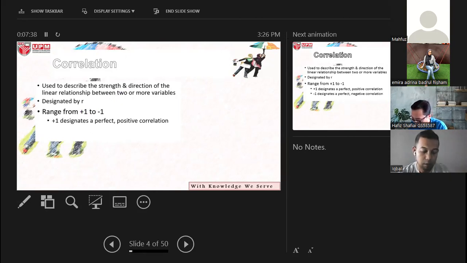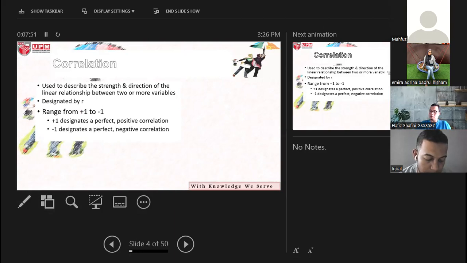Okay, so +1 designates a perfect positive correlation, which rarely happens, to have a complete or perfect +1 correlation. Meanwhile, the -1 designates a perfect negative correlation.